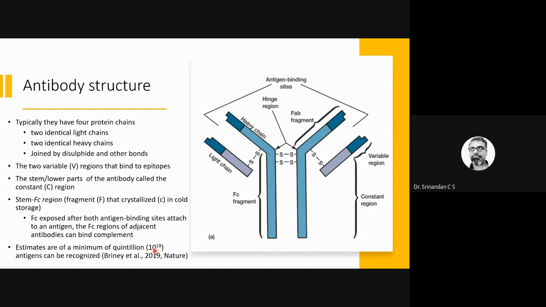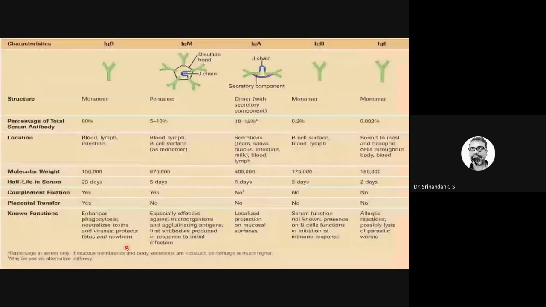So this antibody in the variable region can rearrange itself 10 to the power 18 different ways, a quintillion. This is very important, humongous, and this is what is required even for recognizing computer viruses or anything. And there are different kinds of antibodies.